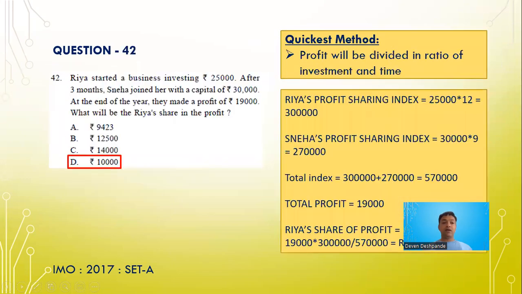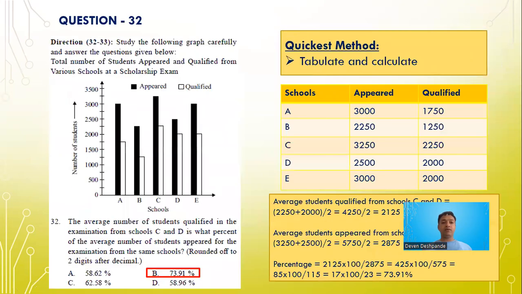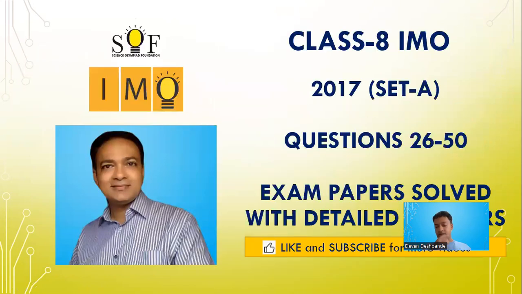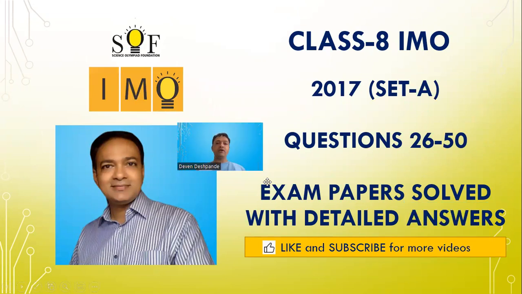So with this, we have come to the end of the question paper from year 2017 set A, questions 26 to 50. Again, a good question paper. Some of the questions were difficult, but once you start practicing, you will be able to solve as many questions as possible in the shortest period of time or in the given time.